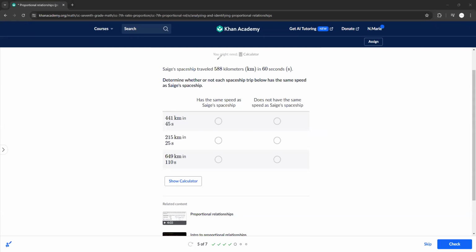Seiji's spaceship traveled 588 kilometers in 60 seconds. So that means if I did 588 divided by 60, that means there was 9.8 per second. Okay, so I'm just going to put a 1 there. Okay, so 9.8. Well, let's find equivalent ratios pretty much. So that's a 9.8 to 1 ratio.